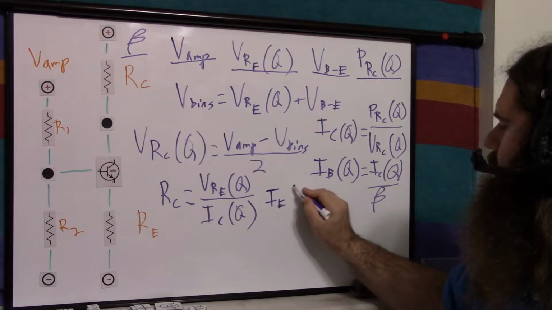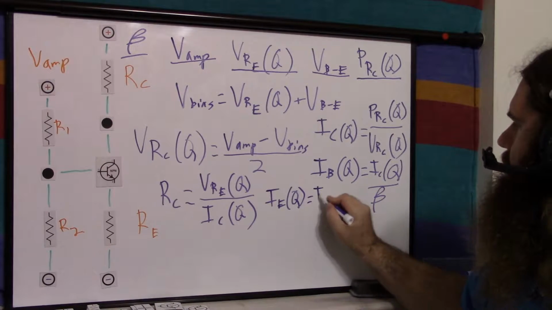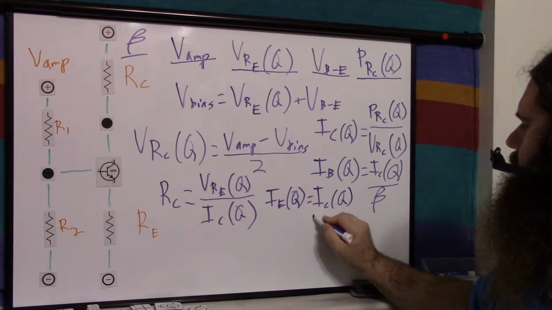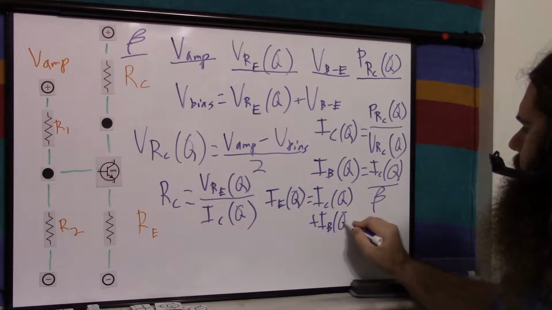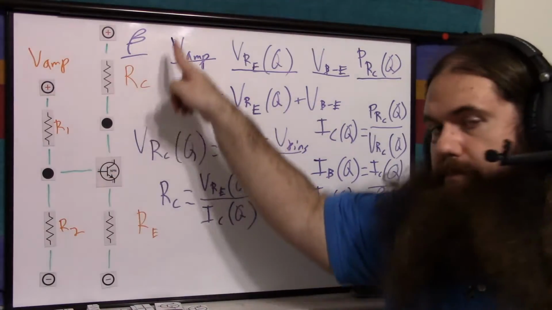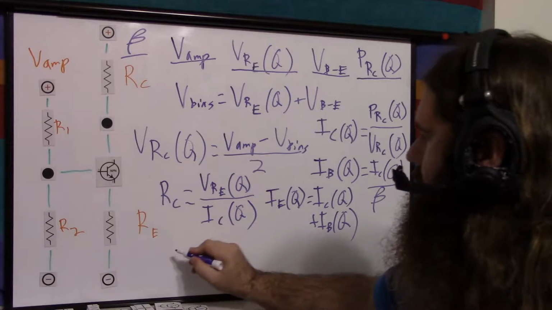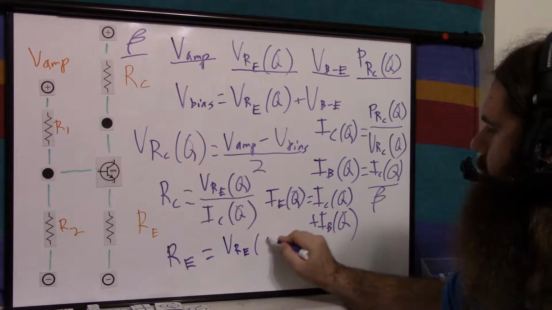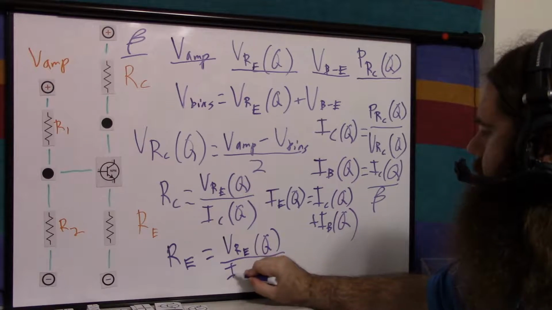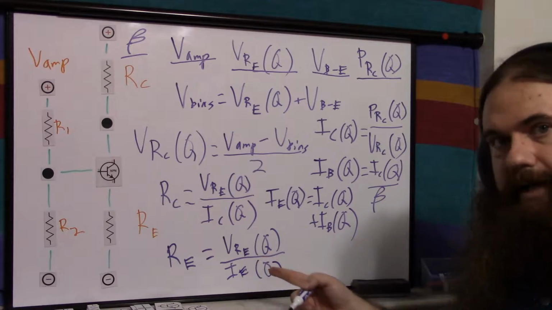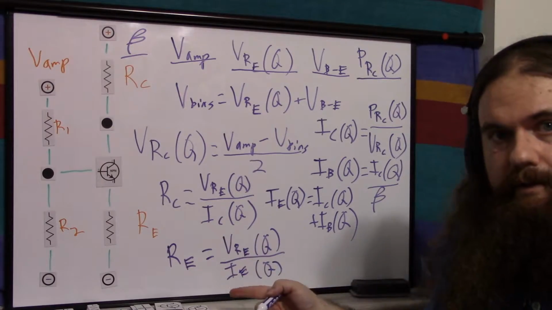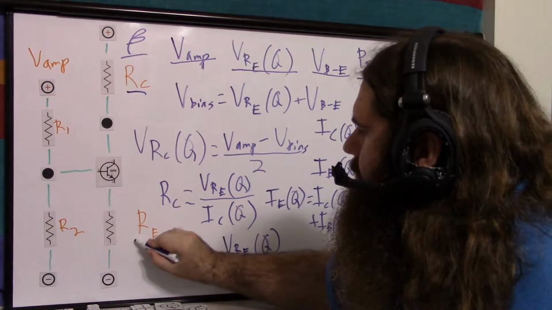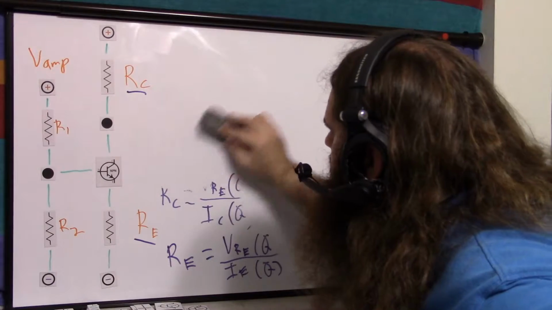The emitter current at quiescence equals the collector current at quiescence plus the base current at quiescence. Emitter current is just base current plus collector current, which means RE equals the voltage of RE at quiescence over the current of E at quiescence. Once again, just Ohm's law, V equals I times R. So now we have RC and RE, and I've run out of space. But don't worry, we're almost done.